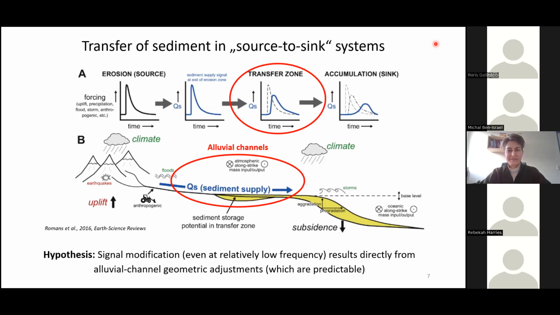So I really like this figure. There's a lot of intuitive sense to this idea that the sediment signal is kind of diffusing as it's moving downstream. But in reality, there are a number of different ways that sediment discharge signals may be modified. And to understand those, we really need to think about the dynamics of alluvial channels.